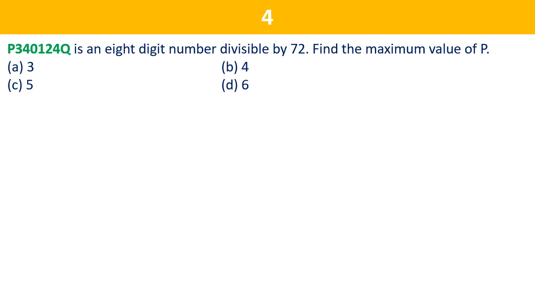Problem 4. An 8-digit number is given to you and it is said that it is divisible by 72. Find the maximum value of p. Okay. Now, what is the divisibility test for the number 72? We have to derive two co-prime factors from 72. Which are those? Obviously 8 and 9.